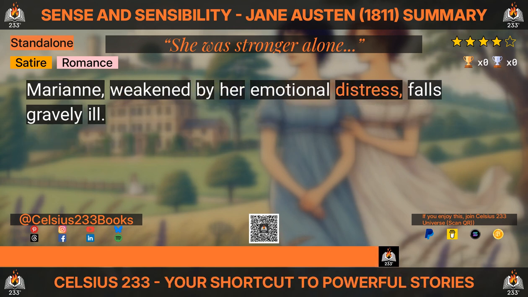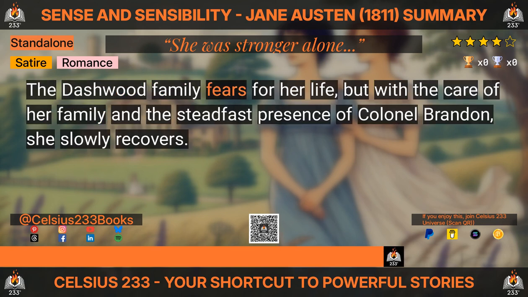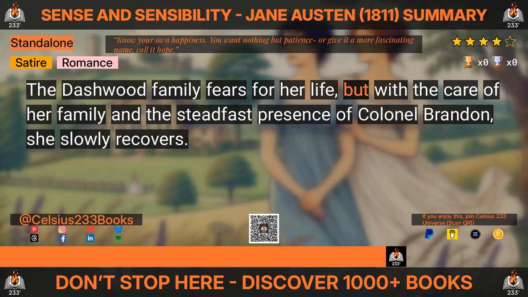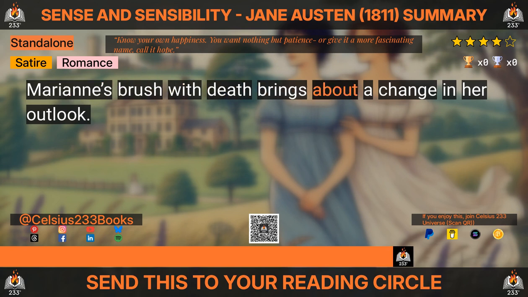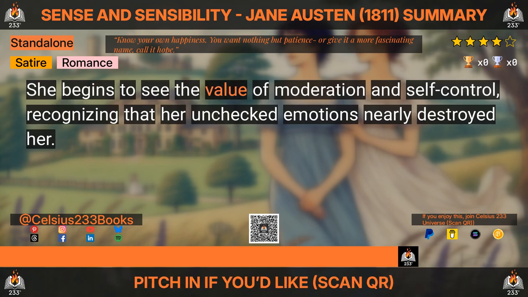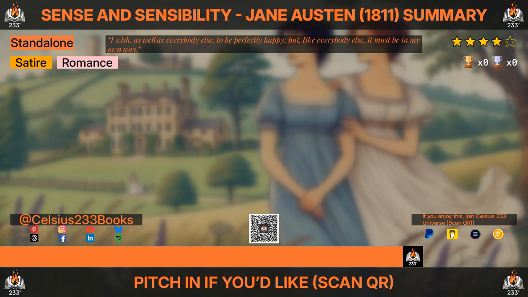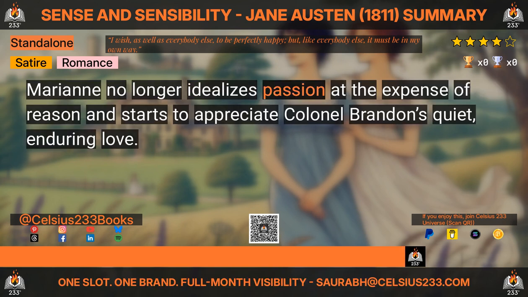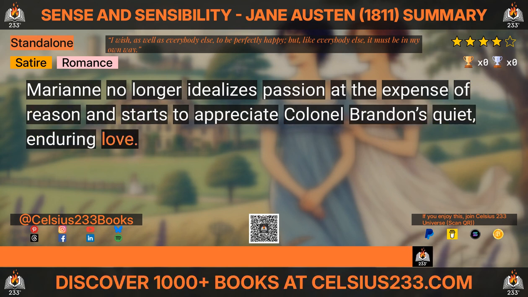Marianne, weakened by her emotional distress, falls gravely ill. The Dashwood family fears for her life, but with the care of her family and the steadfast presence of Colonel Brandon, she slowly recovers. Marianne's brush with death brings about a change in her outlook. She begins to see the value of moderation and self-control, recognizing that her unchecked emotions nearly destroyed her. Marianne no longer idealizes passion at the expense of reason and starts to appreciate Colonel Brandon's quiet, enduring love.